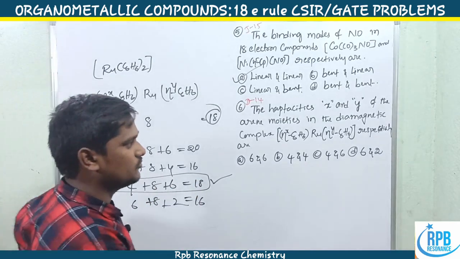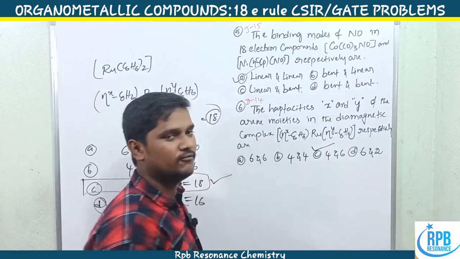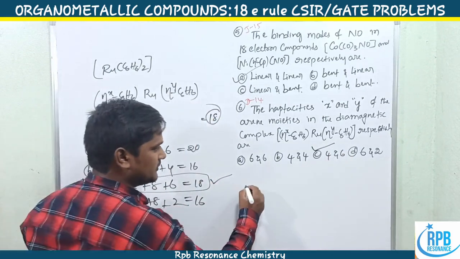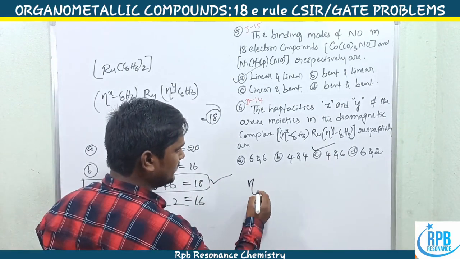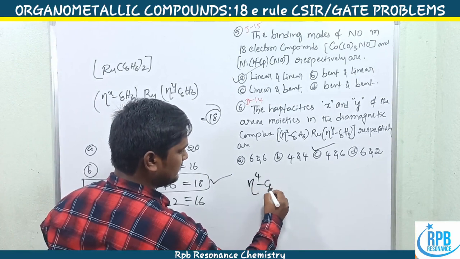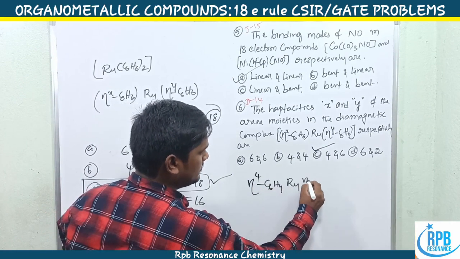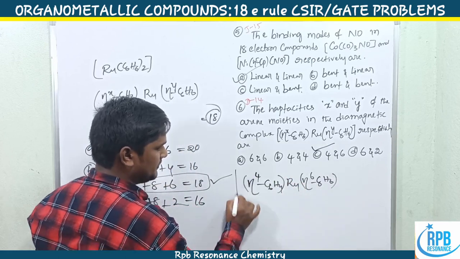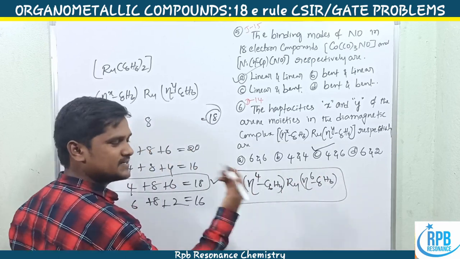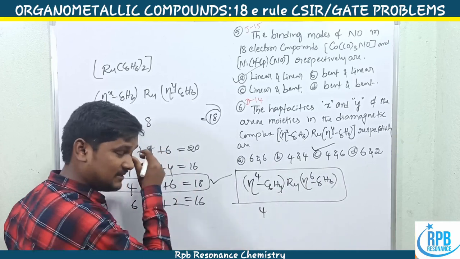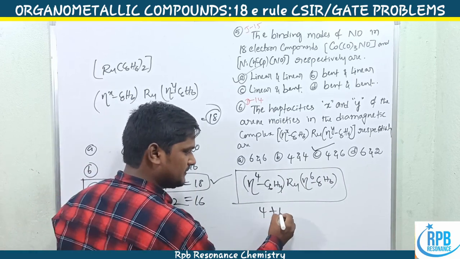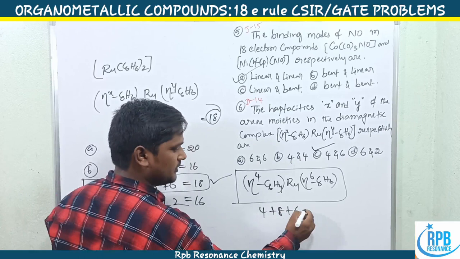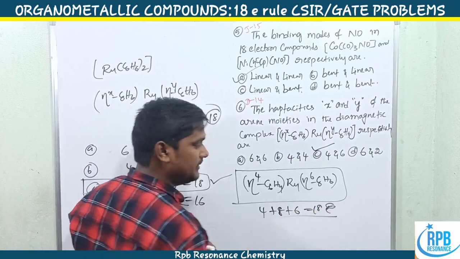So that's why it obeys with 4 and 6. This is the complex eta 4 C6H6 ruthenium eta 6 C6H6. So this is the original complex, and it obeys the 18 electron rule. Let's confirm that: 4 plus 8 plus 6, 12 plus 6, 18 electrons.